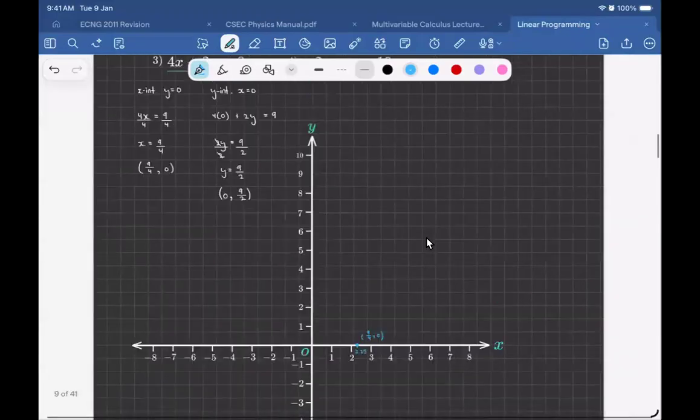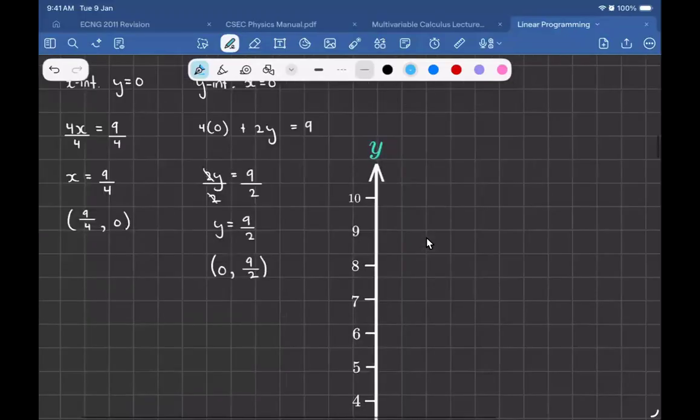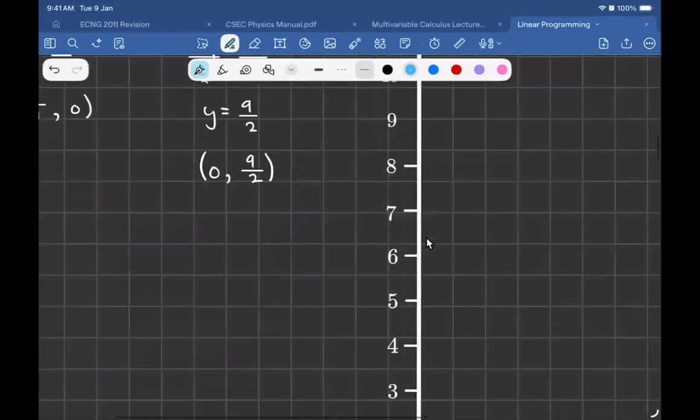Tell me, Sahara, what about the next point? It will be on the top half of the y-axis. Right. 9/2. How many times will 2 go into 9? 4 times, leaving a remainder of 1. So that'll be 4.5, which is what as our decimal?